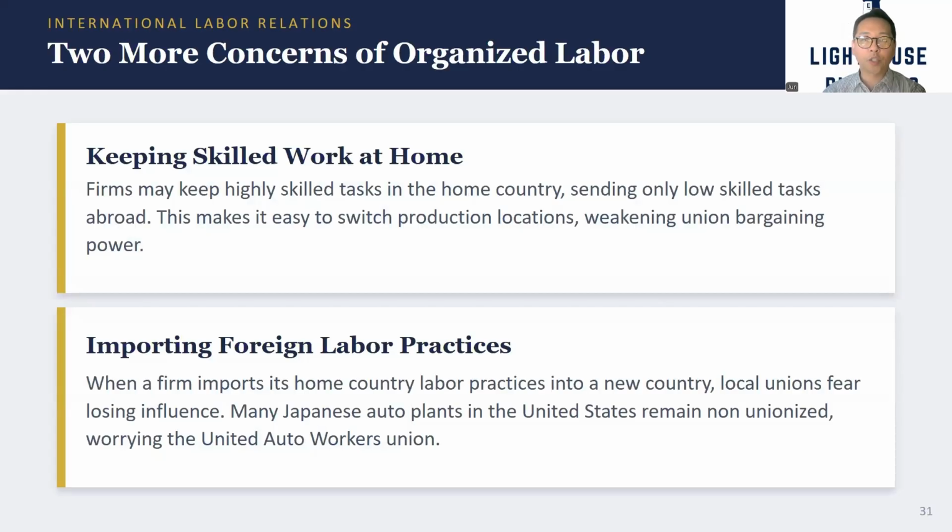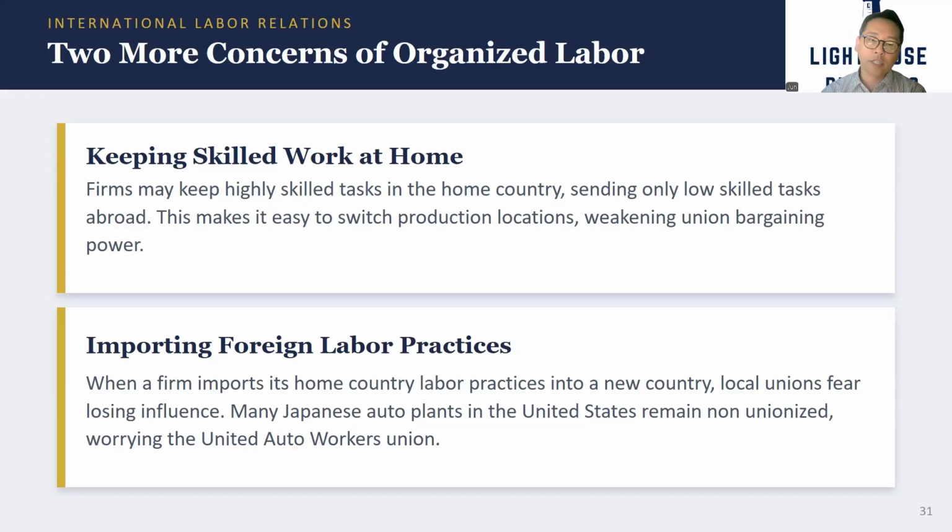Organized labor has two more major concerns about multinational companies. First, unions worry that international business will keep its highly skilled tasks in the home country, sending only low-skilled tasks abroad to foreign plants. This makes it much easier for the company to switch production between locations whenever it wants, which further reduces union bargaining power.